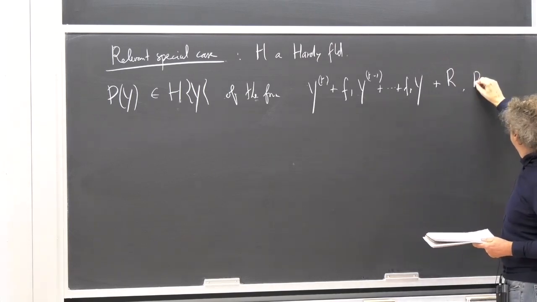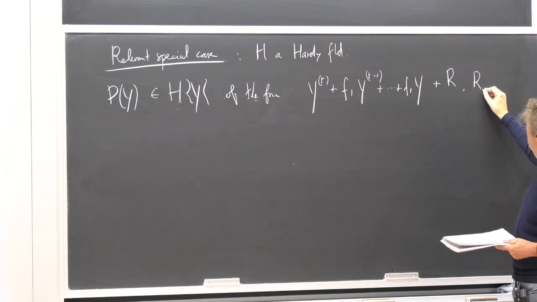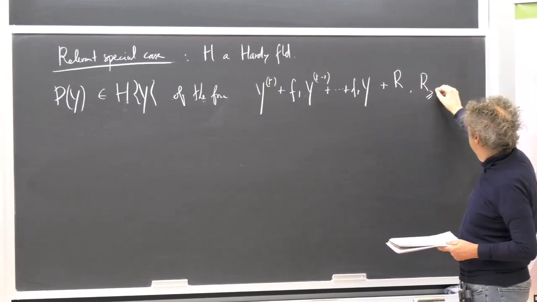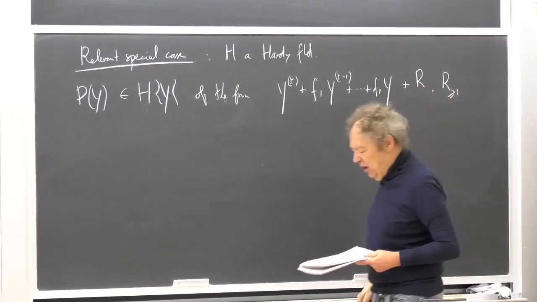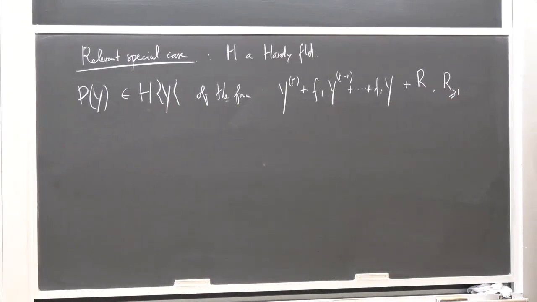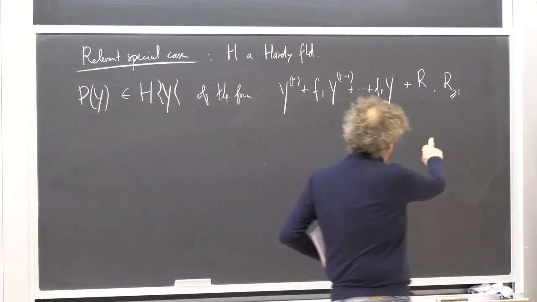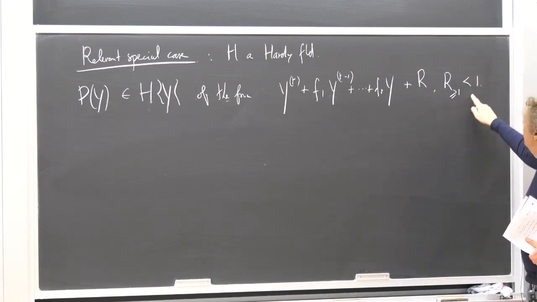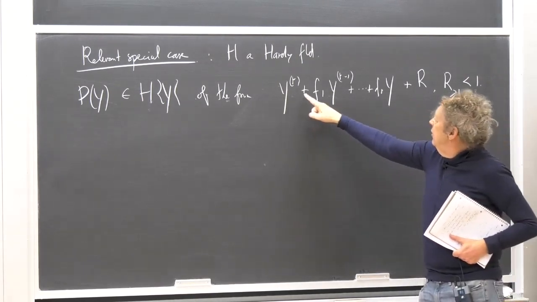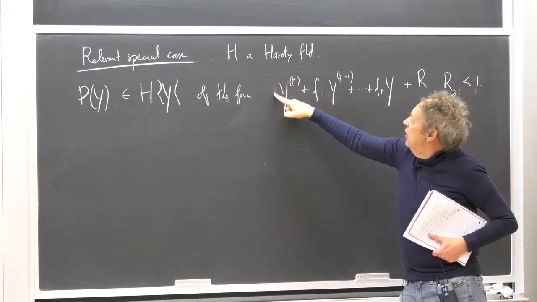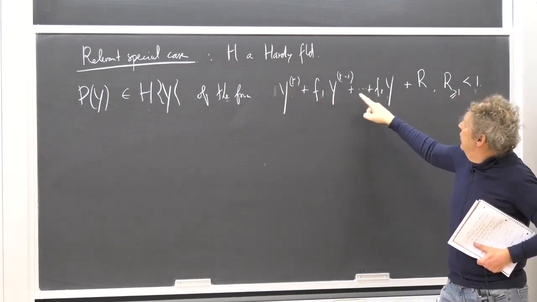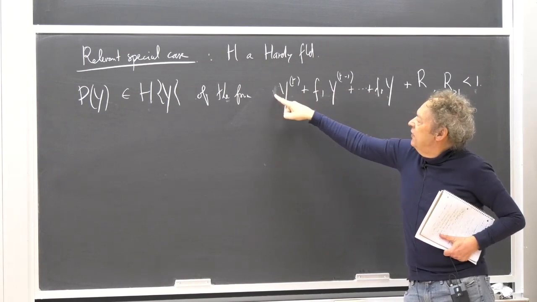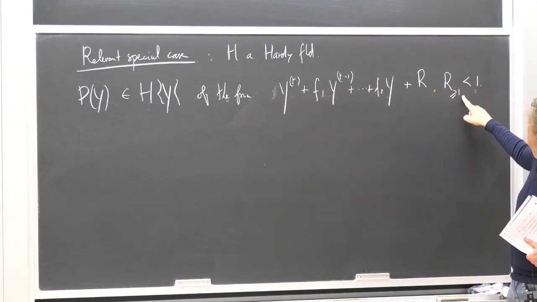and where R, well, I'm only interested in the part of R that has degree greater than or equal to 1. So I'm removing from R the constant, the R sub 0, the degree 0 part, and I'm left with the degree greater than or equal to 1 part, and I assume that this is small. Small compared to this part, because here we have a coefficient 1. I don't care how big the f's are, but I know that this coefficient is 1, and I want to make sure that this remainder part is small.